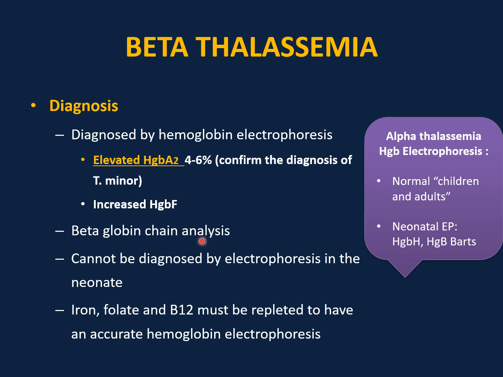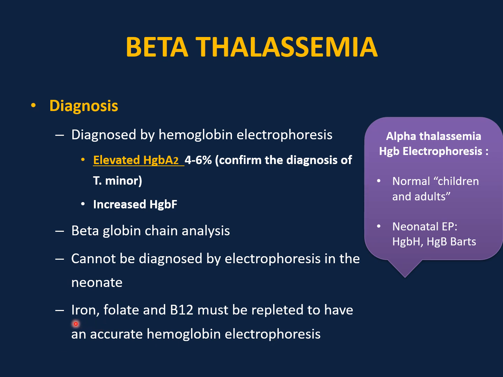Beta globin chain analysis is another method for diagnosis. This cannot be diagnosed by electrophoresis in a neonate because of hemoglobin F. Hemoglobin F is protective in cases of beta thalassemia in the first 6 months of life. Iron and folic acid or B12 must be replenished to have accurate hemoglobin electrophoresis.